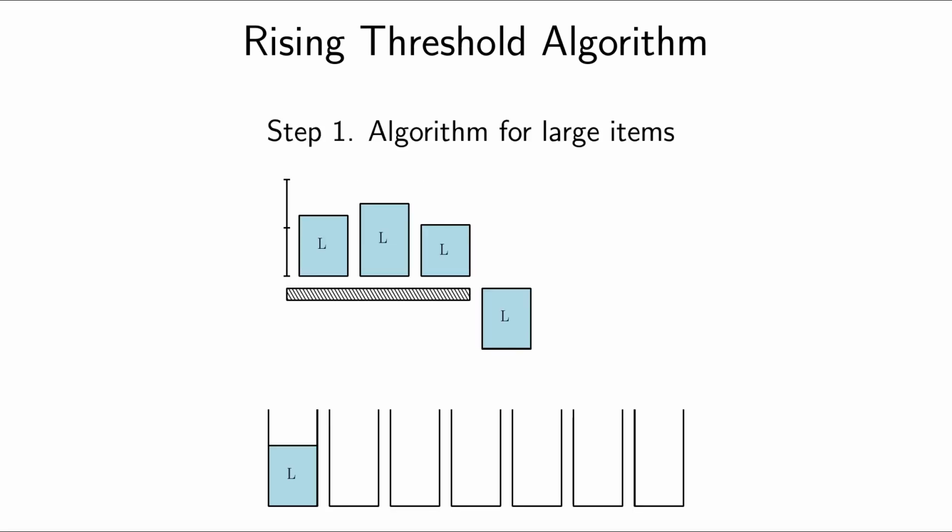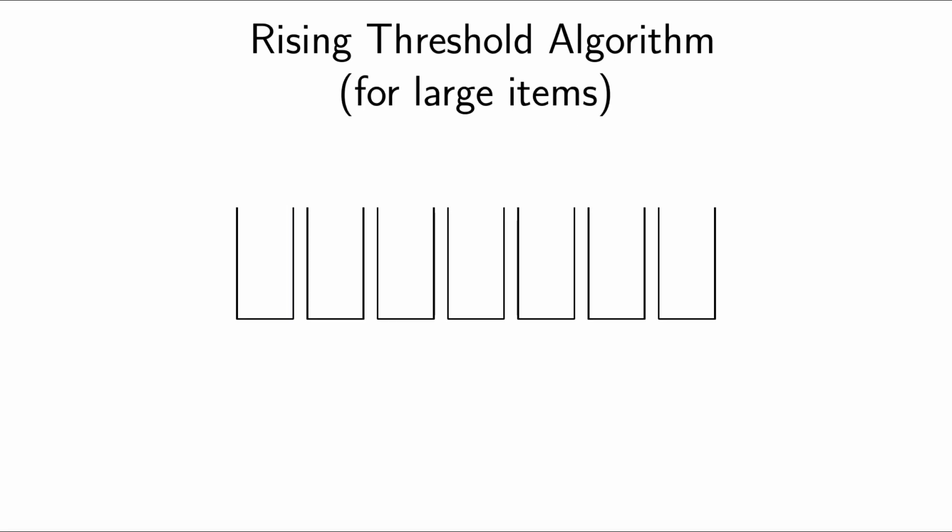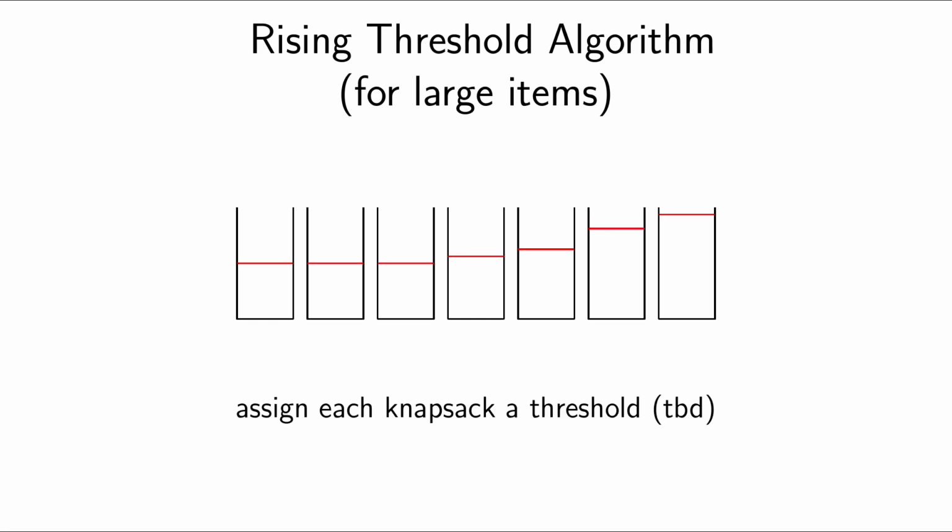As a warm-up, we define the rising threshold algorithm for large items only, and we show it is optimal. The plan is to later extend the algorithm for medium items and then for small items. Given a number of knapsacks, even before we see the first item, we assign a threshold value for each knapsack.